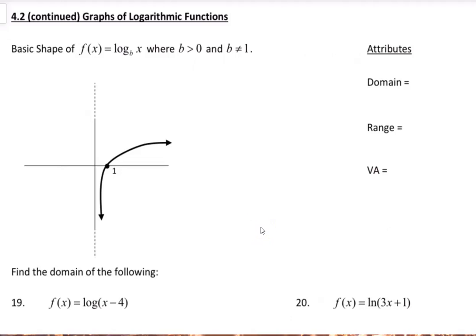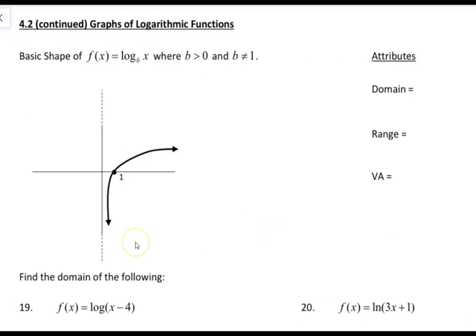So in the second video on section 4.2, looking at the graphs of logarithmic functions. Just like we did with exponential functions, we're going to graph these to begin with just using transformations, which means that we need a basic shape to work off of. The basic shape that you have on your screen is the basic shape of log base b of x, where b is bigger than 0 but not equal to 1.